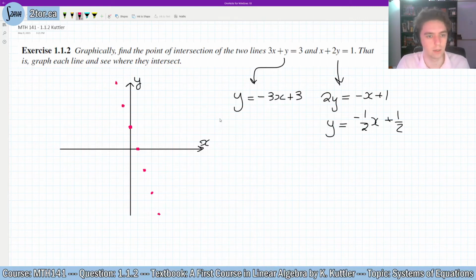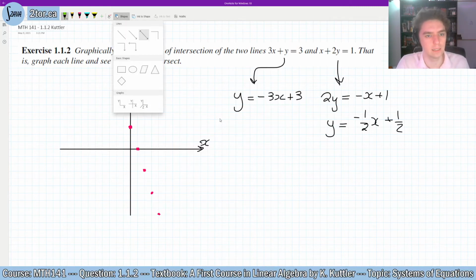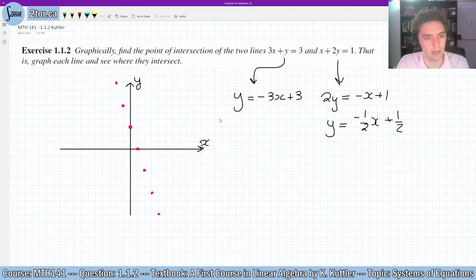But yeah, okay. So let's see here. There is our first line. I guess I'll draw it like that. Okay, it's not a perfect match, but that's good enough for now. That's fine for the purpose of this. And let's graph our other line too.